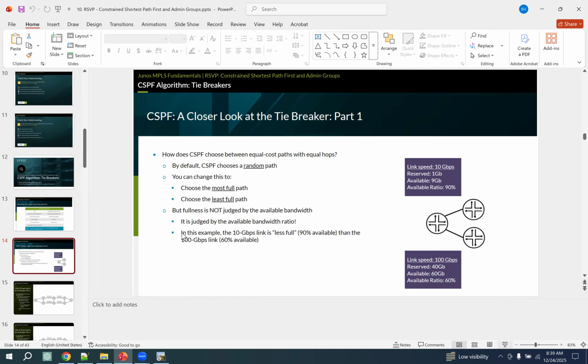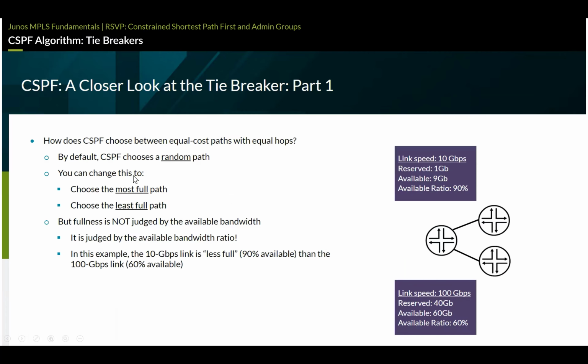So you can change this too. Choose the most full path, or you can choose the least full path. So what is this? Most full and least full. We'll discuss later what is most full and what is least full. But fullness is not judged by the available bandwidth, it is judged by the available bandwidth ratio.